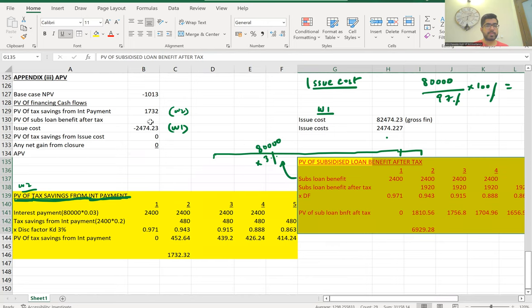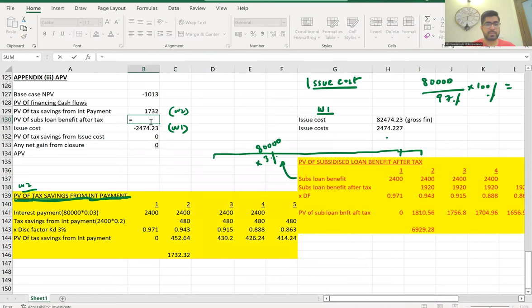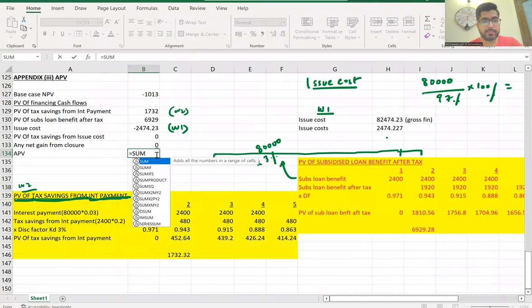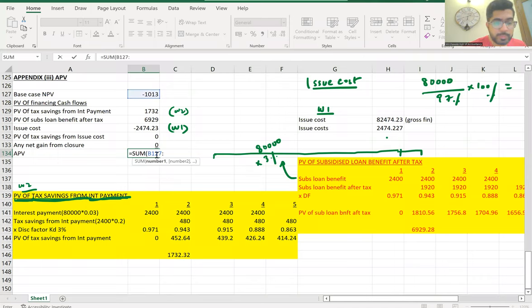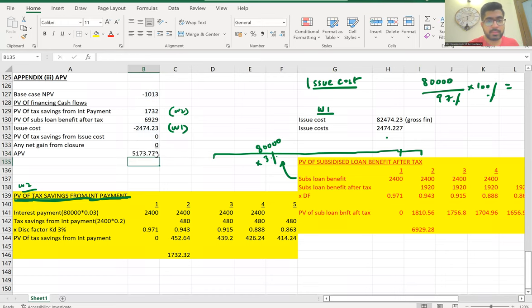Write it here. Present value of subsidized loan benefit after tax is an inflow. 6,929. And once you net them all, base case NPV negative, B127 till you get to B133. Net them all. APV is 5173 positive. Okay.